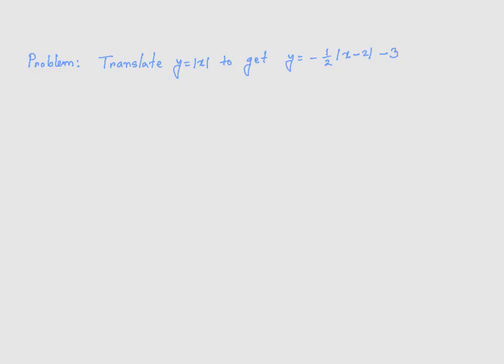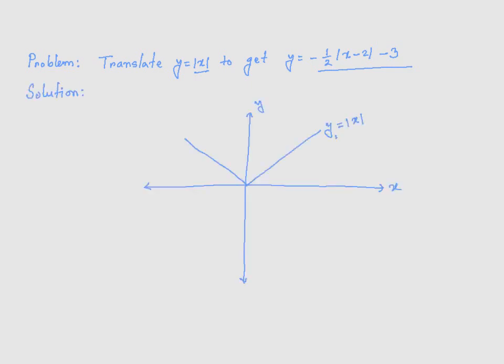In this video, I am going to translate the function y is equal to absolute value of x to get this new function, which is negative 1/2 times absolute value of x minus 2 minus 3. We start off with the function y1 is equal to absolute value of x, which is the given function, and then we go through a step-by-step process to derive this function. And we do translation and reflection to get to this final function. So let's go ahead and do it one by one.